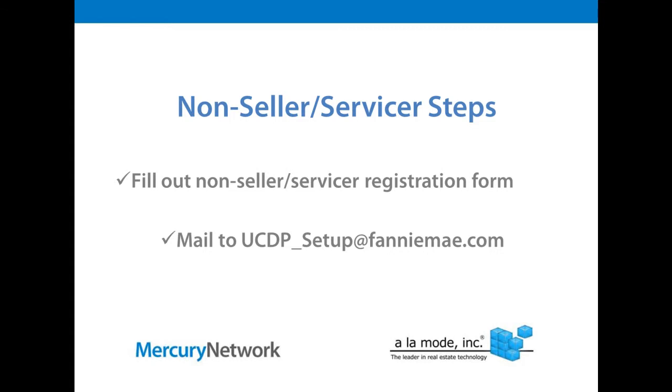If you fall under the definition of the non-seller servicer category, you'll need to fill out the UCDP non-seller servicer registration forms. This can be downloaded directly from Fannie Mae's website. Then you'll send it to UCDP_setup@fanniemae.com. What will happen is this will trigger an email with further registration steps to complete your submission directly to Veros. Now, keep in mind, once you've submitted this form, it could take anywhere from a couple of hours to a couple of days to receive the confirmation and the further registration steps.